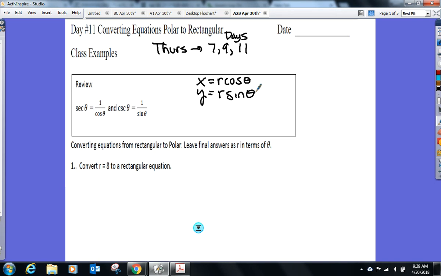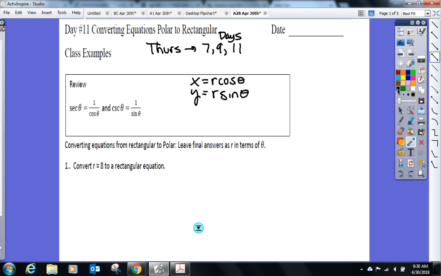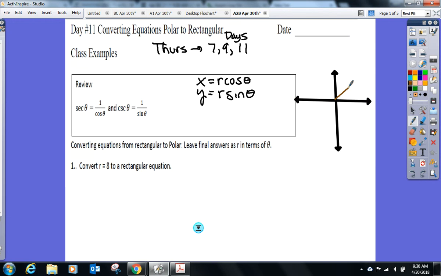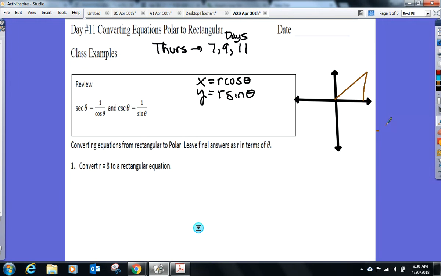There's a couple extras here today. Secant is the reciprocal of cosine, and cosecant is the reciprocal of sine. We're going to need those at the end today. There's one other one I want you to remember. Let's say you set up a right triangle in quadrant 1. What coordinate is down here? This is what axis? X-axis. What coordinate was here? The y.